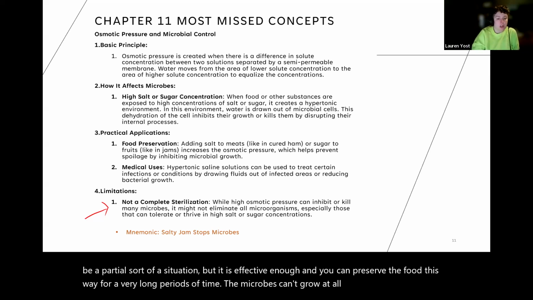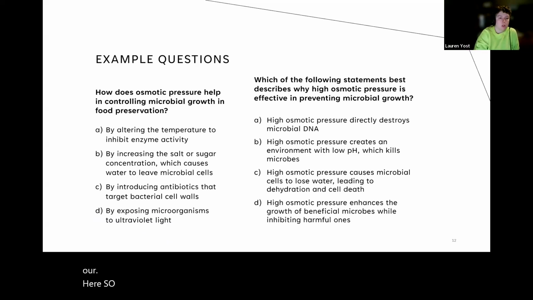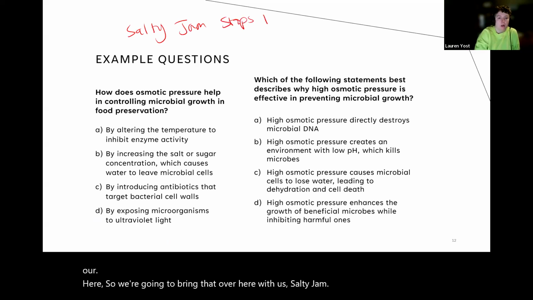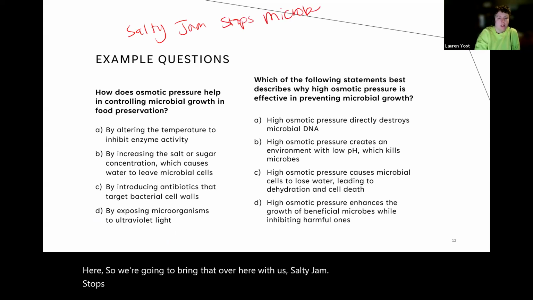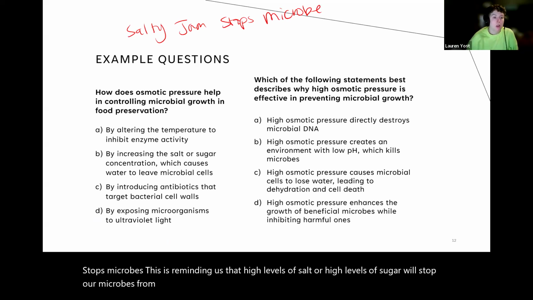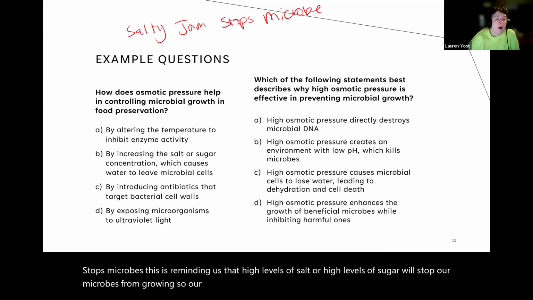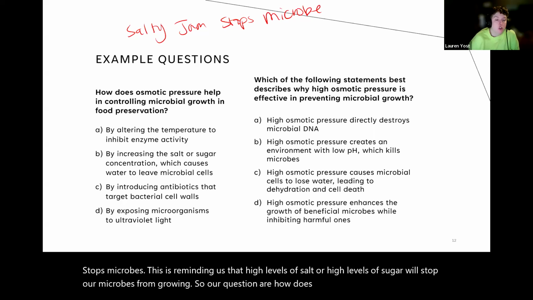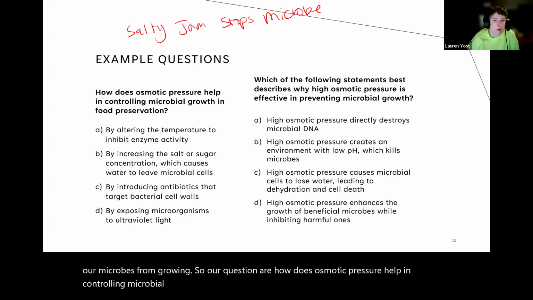So salty jam stops microbes is our mnemonic here. So we're going to bring that over here with us. Salty jam stops microbes. This is reminding us that high levels of salt or high levels of sugar will stop our microbes from growing. So our question is, how does osmotic pressure help in controlling microbial growth in food preservation?